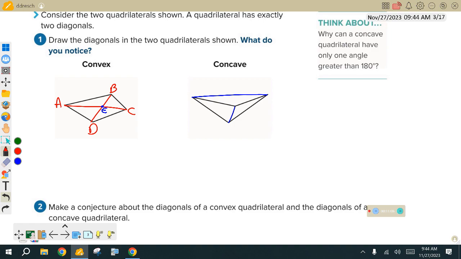Okay? So here, we're not going to worry about labeling these because we're going to focus on the convex. Typically, we focus on convex polygons. All right, but in this instance, what we hopefully notice answers this question: what do we notice about the diagonals of a convex quadrilateral versus a concave? What do we notice about our diagonals intersecting?